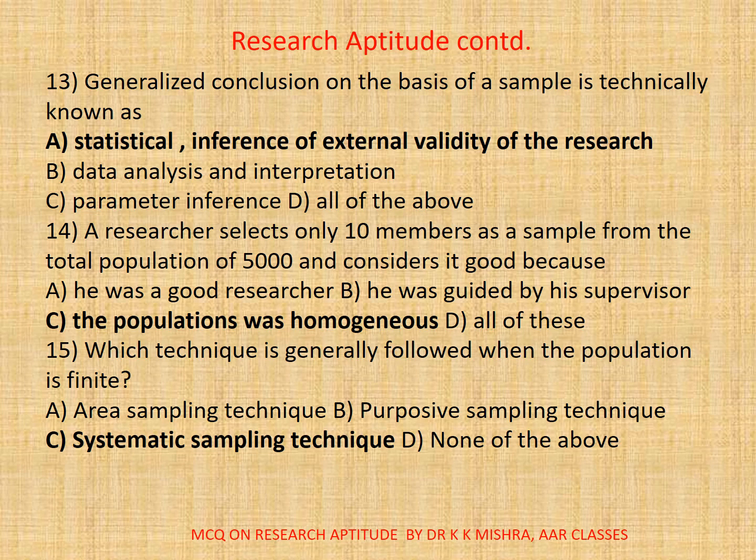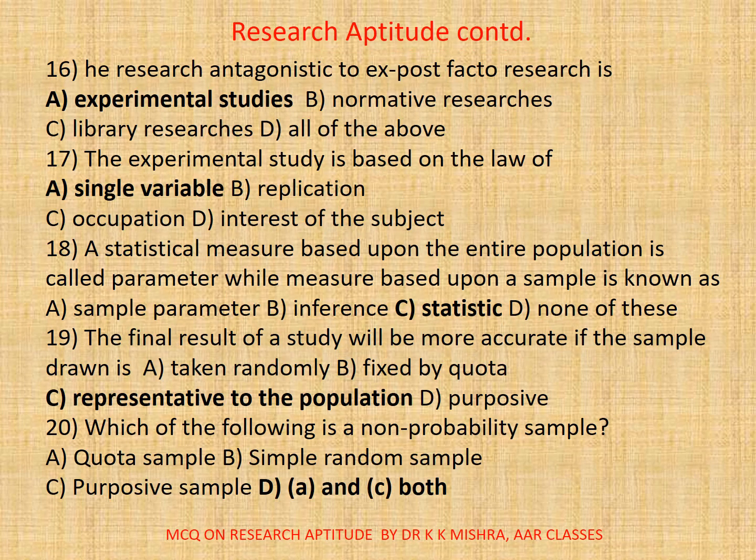15. Which technique is generally followed when the population is finite? A. Area sampling technique, B. Purposive sampling technique, C. Systematic sampling technique, or D. None. The correct option is C. Systematic sampling technique.